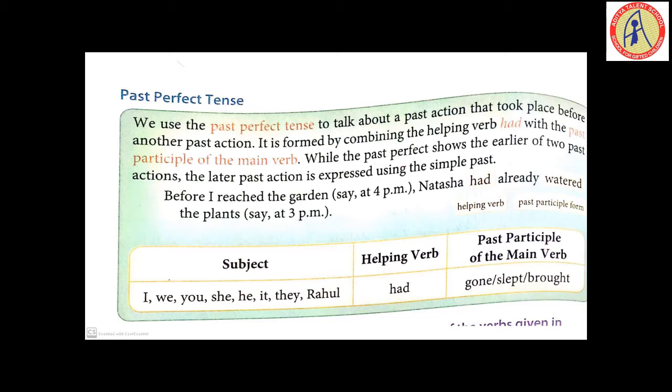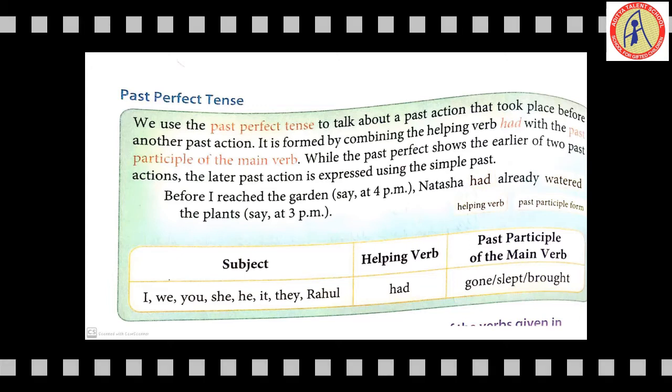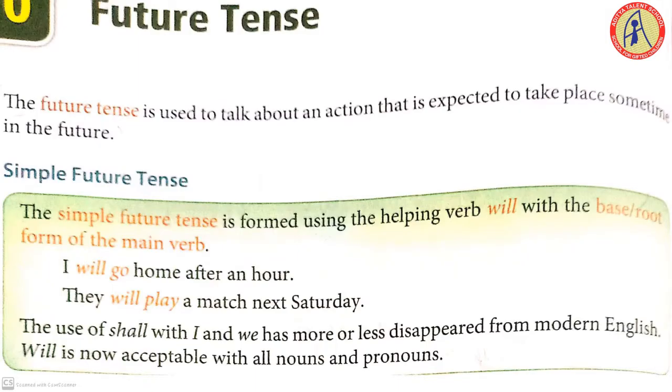If the subjects are I, we, you, she, it, they, Rahul, or any names of persons, there is only one helping verb in the past, had, plus the past participle of the main verb. It has to be written in V3 form according to the example we have taken. So either singular subject or plural subject, the helping verb we use is had plus which form? V3 form has to be used. Now when we do the exercise, we can understand clearly.